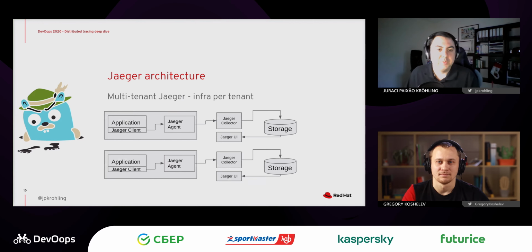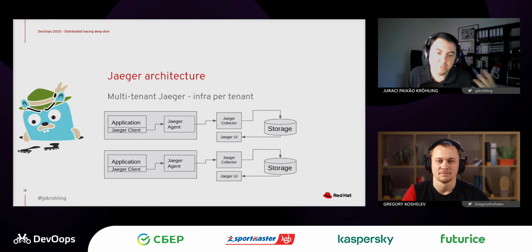Another architecture that people have been using is something like this, a multi-tenant Jaeger with one infra per tenant. So this is a soft tenancy, as we call it. Basically, for each tenant that you have, you replicate your infra. So you can use a provisioning tool to make sure that each tenant has one infra, right? By infra, I mean from the application up to the storage.